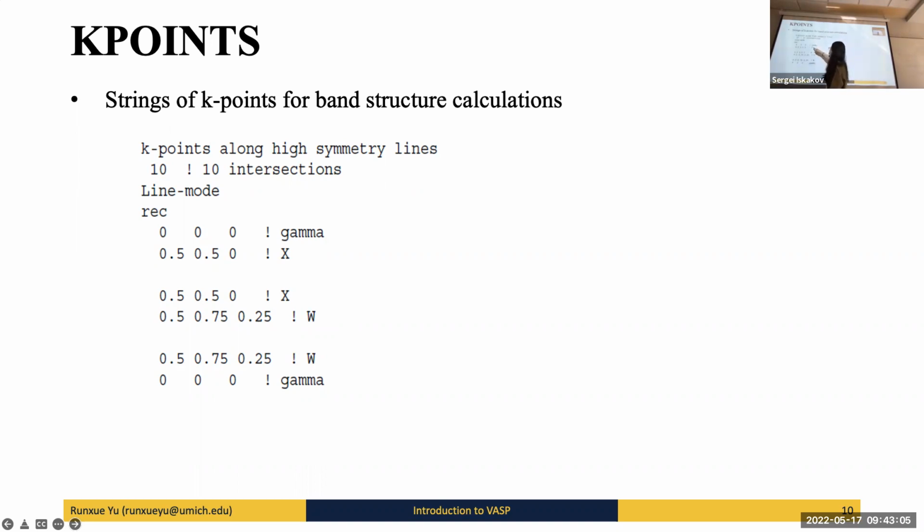But you have to define, for example, if you want to go gamma, X, W, gamma, then you have to give gamma to X as the first path, and X to W as the second path, and W to gamma as the third path.